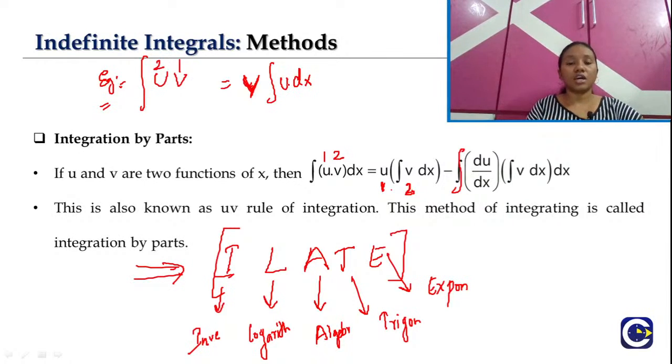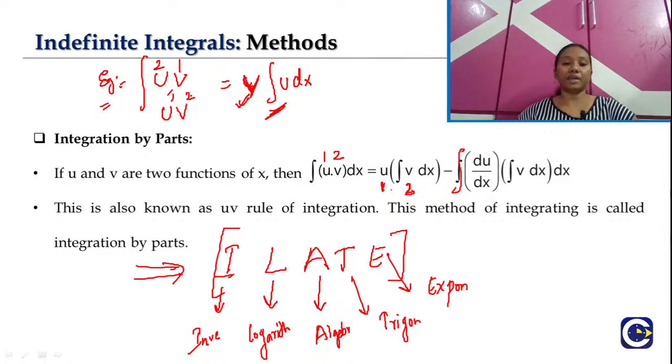Right, so my U is the second function, but I couldn't easily integrate this U. But I can integrate this V. In such cases, it's like an exception we can say. In such cases, I can eliminate this isolate rule and directly take my U function as first function and V function as second function, and I can apply my UV rule of integration. But that will be an exception.